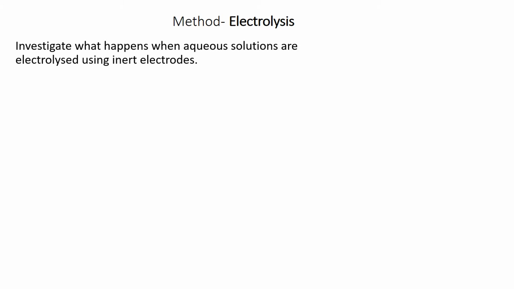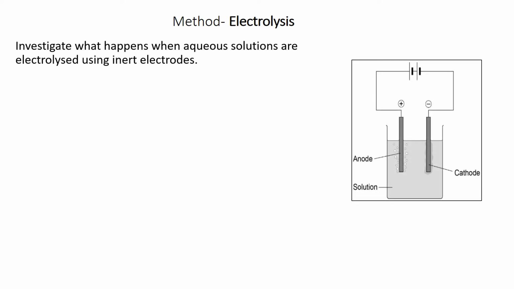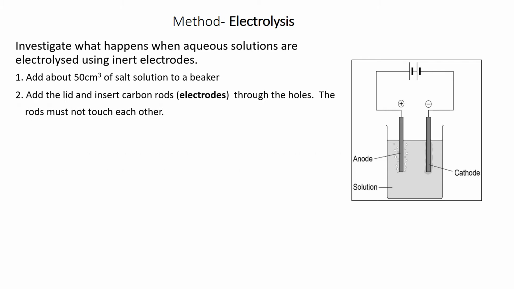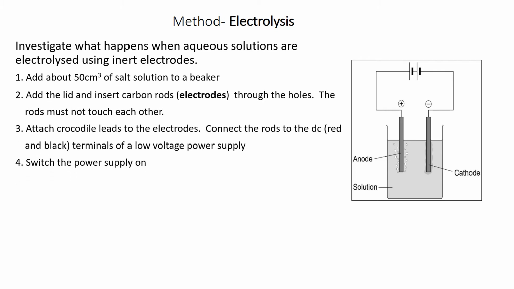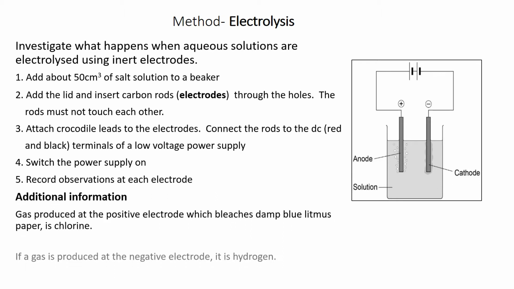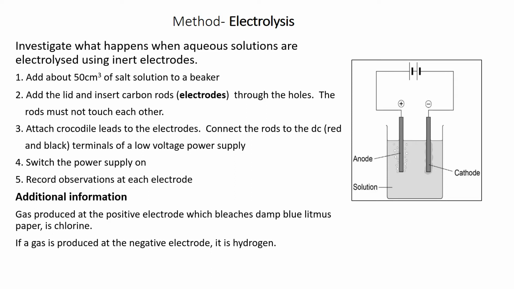So the method. You do need to be able to investigate what happens when aqueous or molten solutions are electrolyzed using inert electrodes. And inert just means that they're made of carbon or another unreactive material. Carbon, graphite, either of those will do. You do need to be able to describe the method step by step. And again, this is a common 6 marker on paper 1. So here's your method. What I suggest you do is copy that method down.